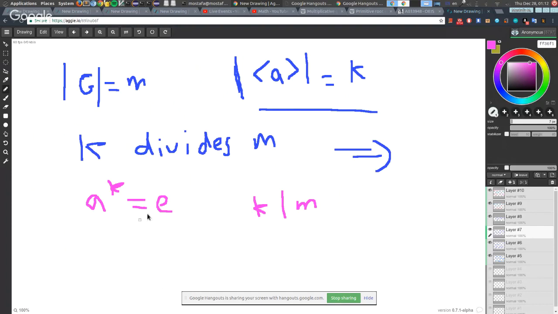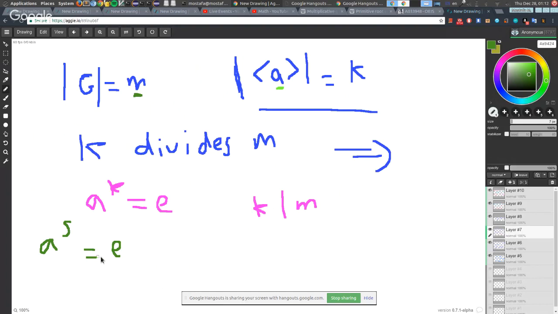So basically, we also need to prove another property. For any number a, if we raise a to some power m, and this is equal to e, then we must have this s as a divisor of m, because from here we can have this property.